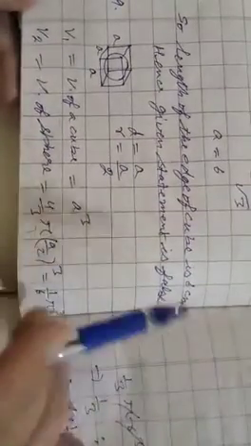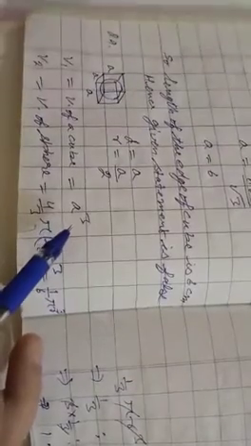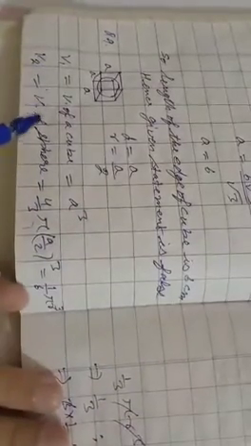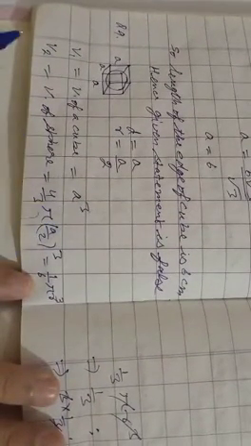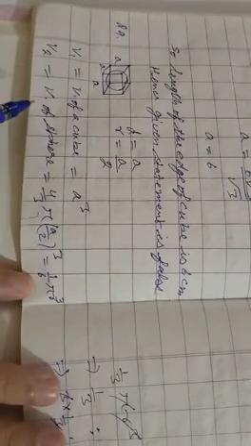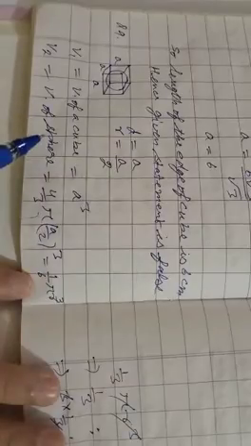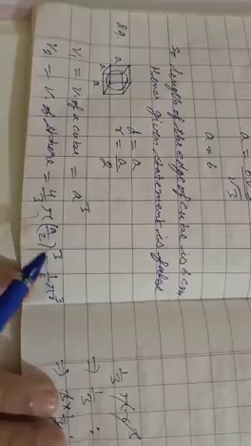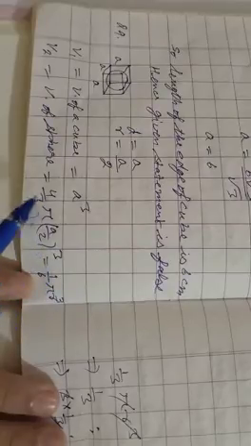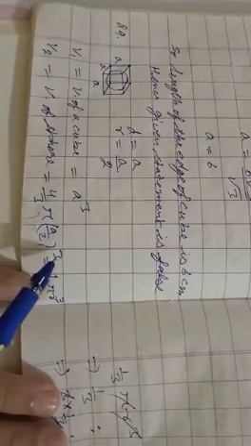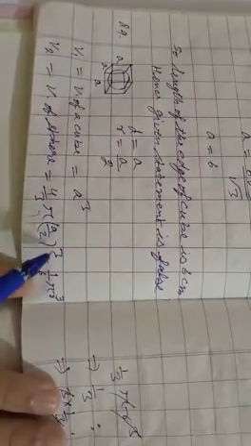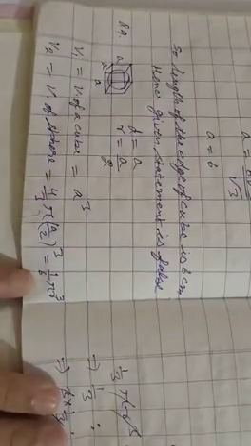Volume of cube is side into side into side, that is a cube. Take V1. V1 equals volume of cube, a cube. V2 is equal to volume of sphere. Volume of sphere is 4 upon 3 pi r cube.